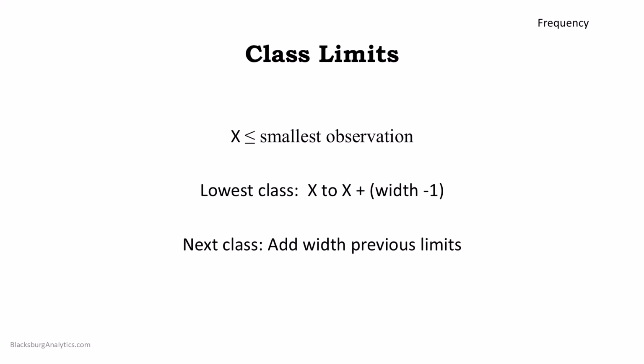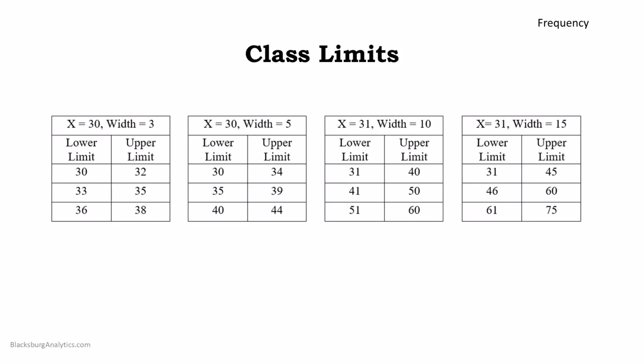If x is the lower limit of the lowest class, then the upper limit of that class would be x plus width minus 1. Then add the class width to each of the previous class limits. For example, if x is 30 and the class width is 3, the class limits would be 30 to 32, 33 to 35, and so on.